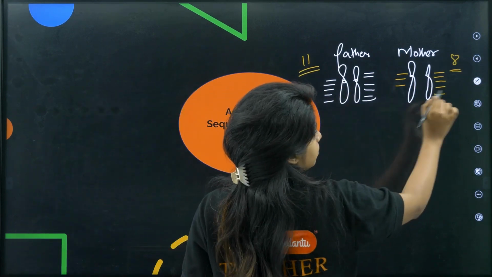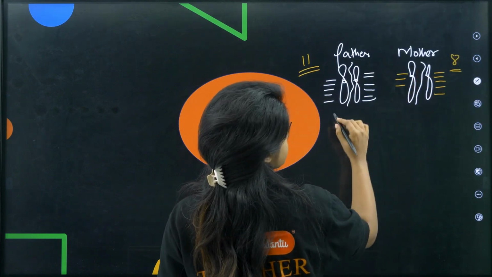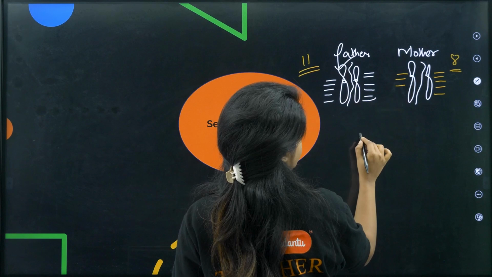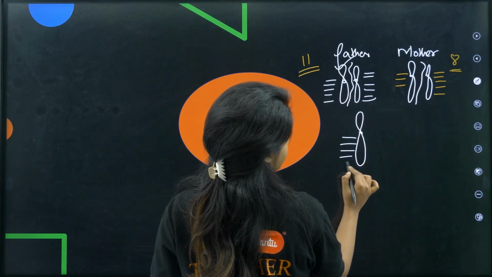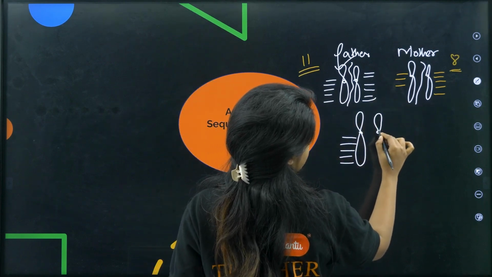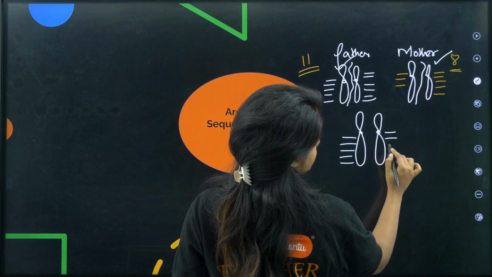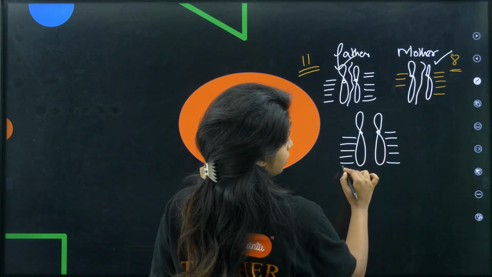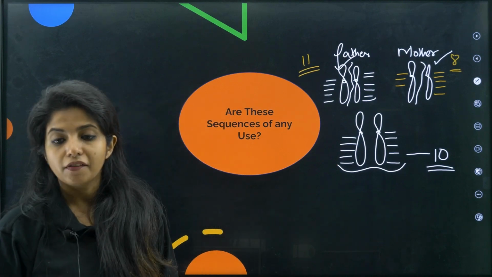Now, when both of them have to make me, obviously they have to pass half of the chromosomes. Suppose the father is passing this chromosome. Now, how many repeats do I have? 1, 2, 3, 4, 5 from father. And from mother, suppose she is passing me this one. So it will be 1, 2, 3, 4, 5. How many do I have? 10. I will be having 10.